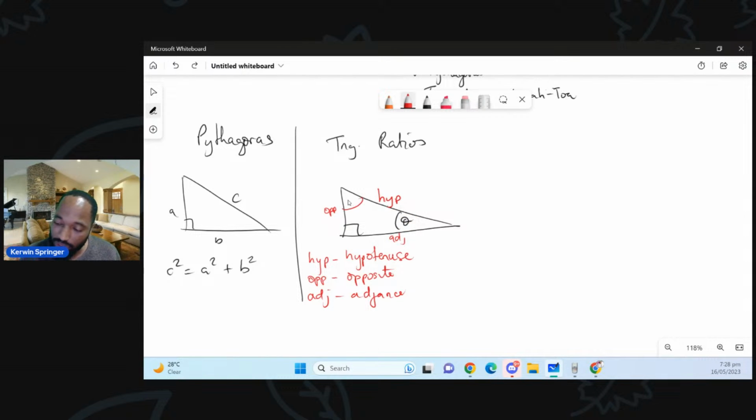Now, keep in mind, if I put theta over here, these two would have had a swap. This would become the adjacent, and this would become the opposite now. But I didn't. So here we are, adjacent. And the trigonometric ratios are established like this.